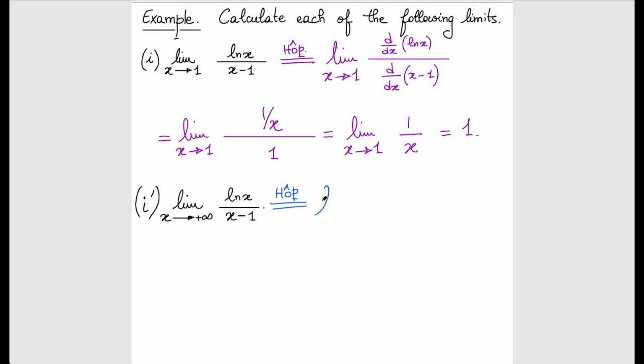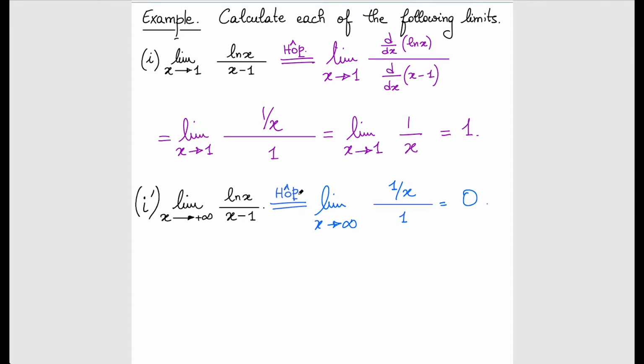By L'Hopital, we get that this is the same thing as the limit as x goes to infinity of the derivative of the guy upstairs. I'm not going to write all these anymore. So it's 1 over x divided by the derivative of the guy downstairs, which is 1. Okay? And the limit as x becomes large of this remains 1 over x. And this is how much? That's 0, right? As x becomes large, 1 over x becomes small.